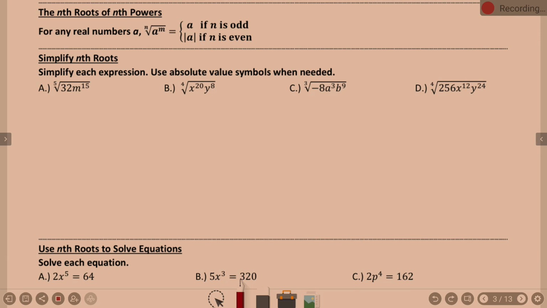So we'll talk about when to use absolute value, but you'll notice in the directions it says use absolute value symbols when needed. Later on in this chapter, they'll just tell you to assume all variables are positive, and we don't have to worry about absolute value. But here in the beginning, they want us to think about this. So, simplify each expression, use the absolute value when needed, which will be on even roots. So, the fifth root of 32, m to the 15th.